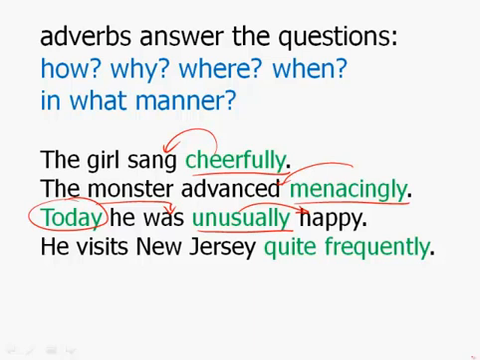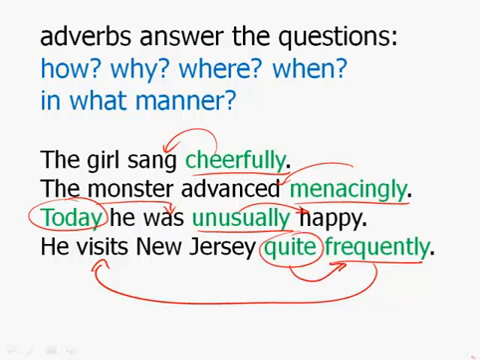The adverb frequently modifies the verb visits, describes the manner in which he visits, and the adverb quite is modifying another adverb. It's telling us how frequently. So very tricky. Adverbs, again, they can modify verbs, they can modify adjectives, or they can modify other adverbs.